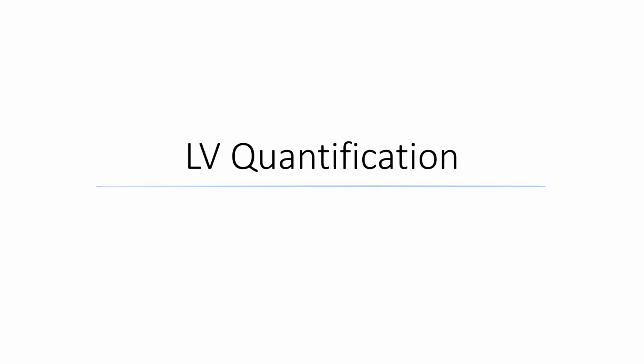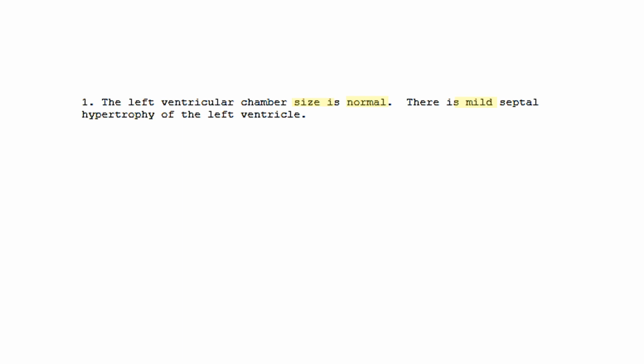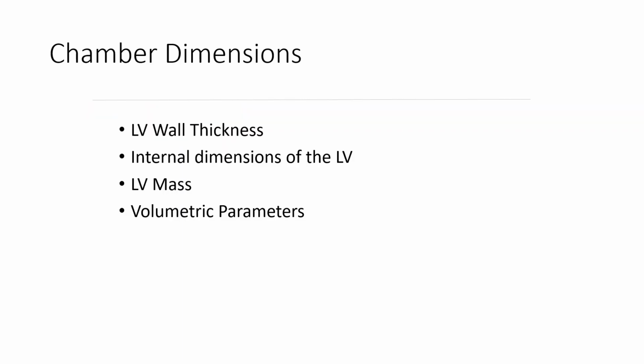This used to be 2 lectures, one on LV quantification alone, so I'll go into it briefly, mainly so that you can decipher the LV part of an echo report. So you might see something like this, commenting on the size of the ventricle and the wall thickness. And as far as quantifying the LV chamber goes, there are 4 main parameters here. So we'll do a brief introduction for each. And they are the LV wall thickness, the internal dimensions, LV mass, and volumetric parameters.